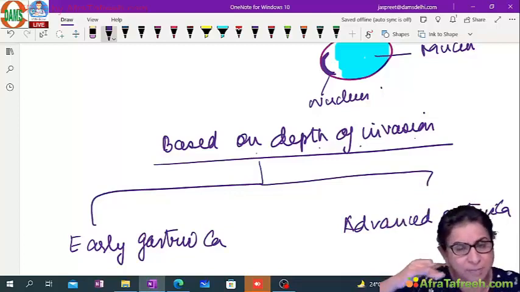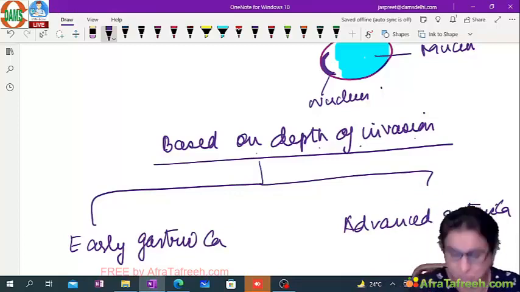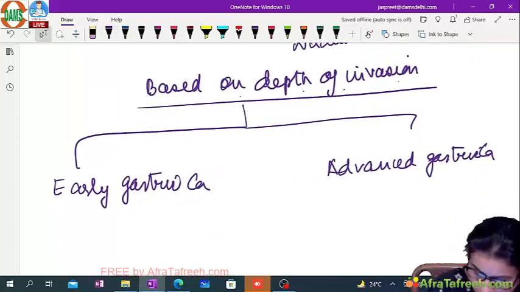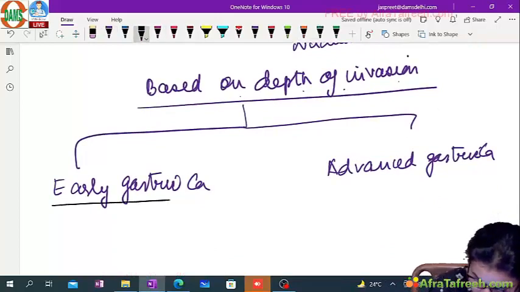If the tumor is comparatively superficial, it will have a better prognosis. So depth of invasion is an important prognostic factor in gastric cancer. Based on depth of invasion, gastric cancers are divided into early and advanced.